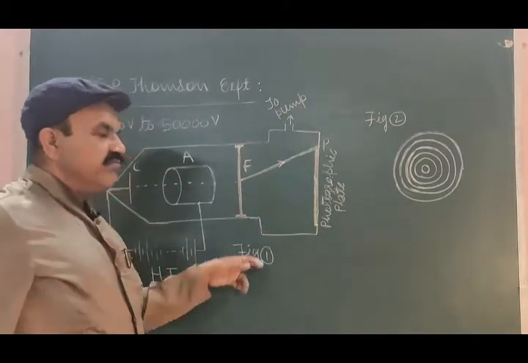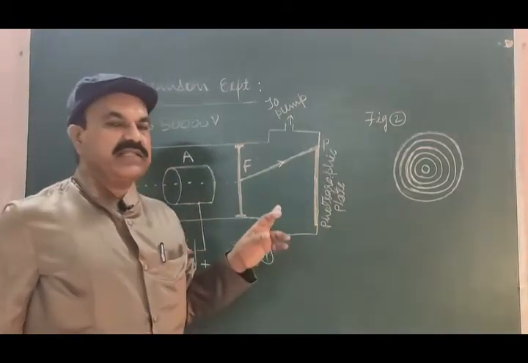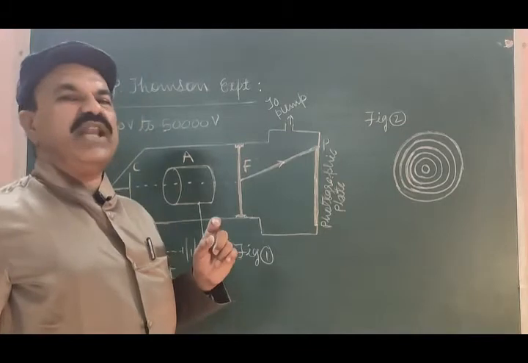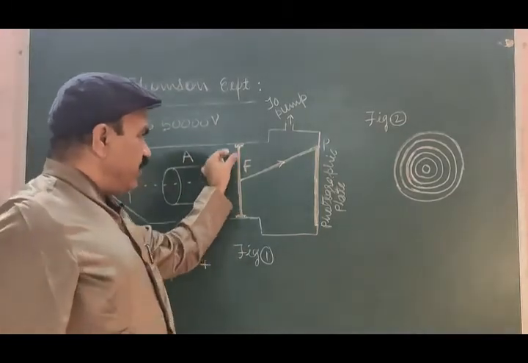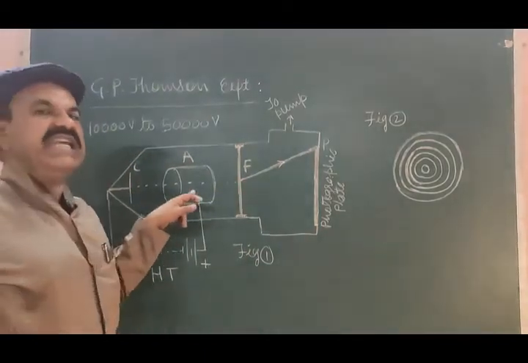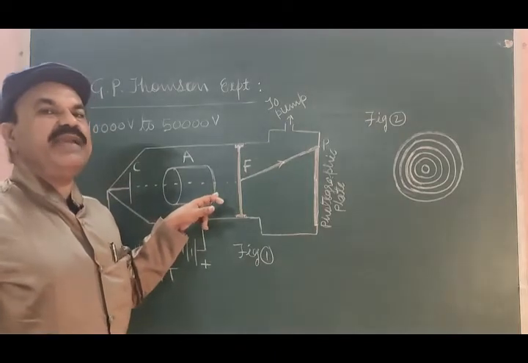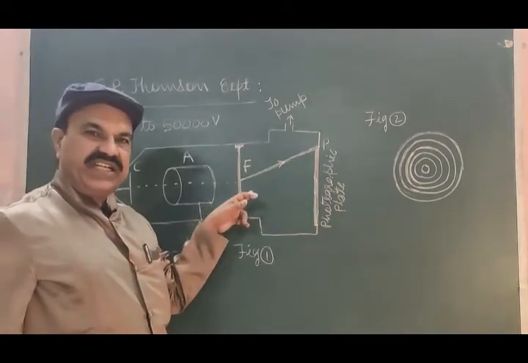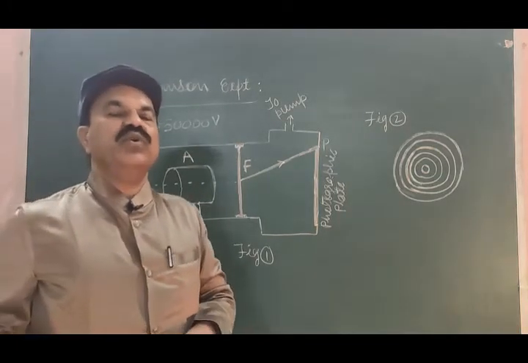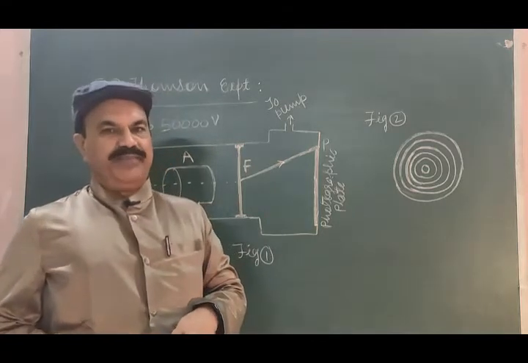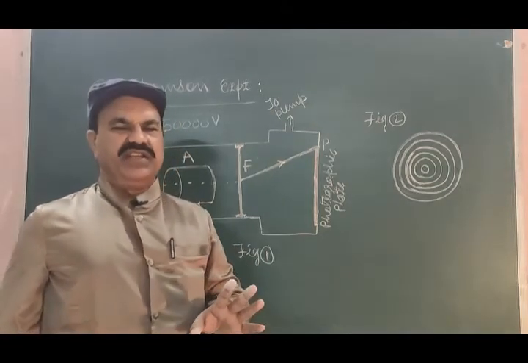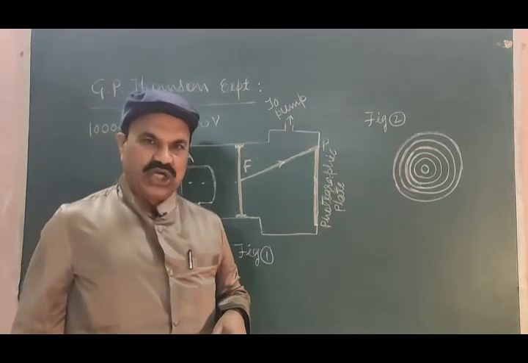This microfilm is made either from gold or aluminum. On this microfilm, the highly energetic fine beam of electrons is incident. Its thickness is very, very thin, maybe in microns.